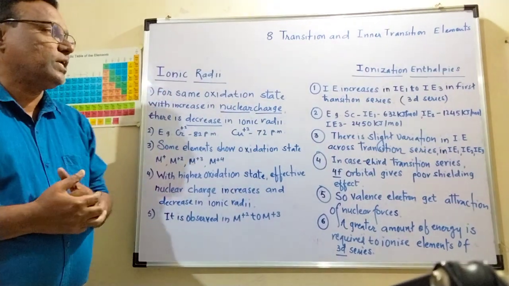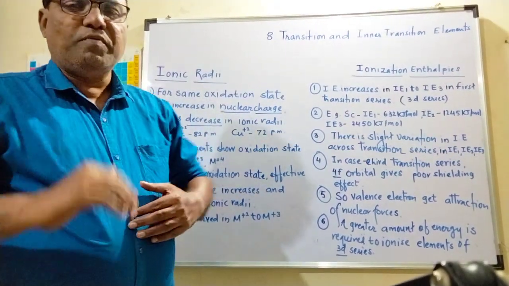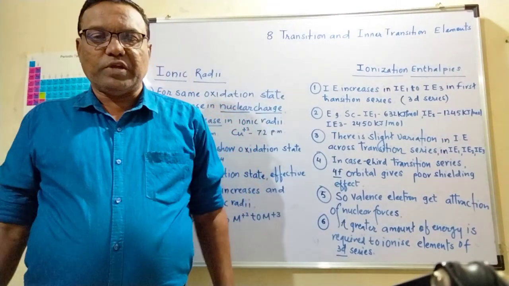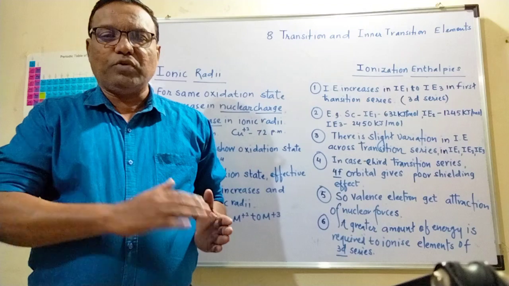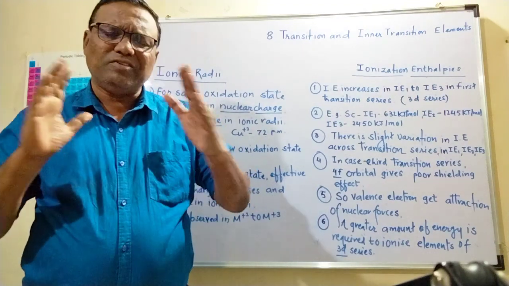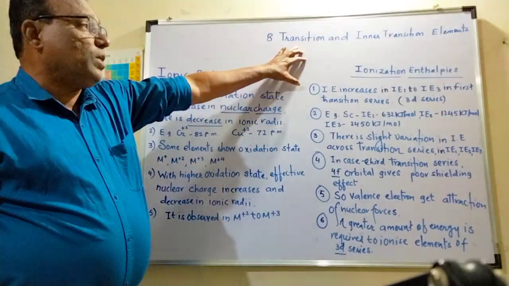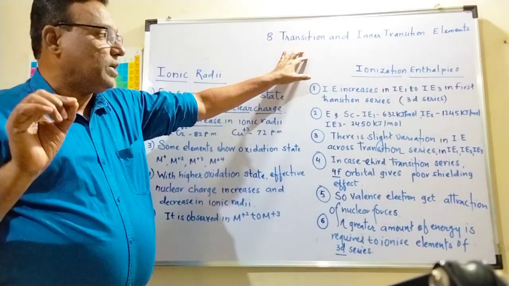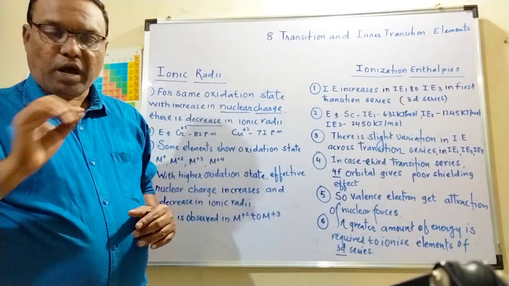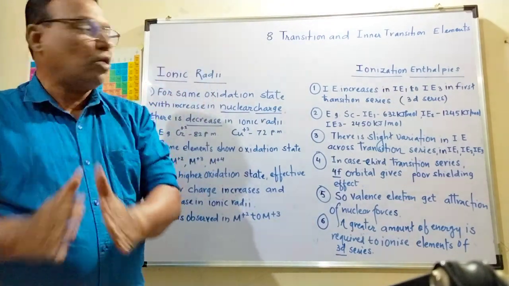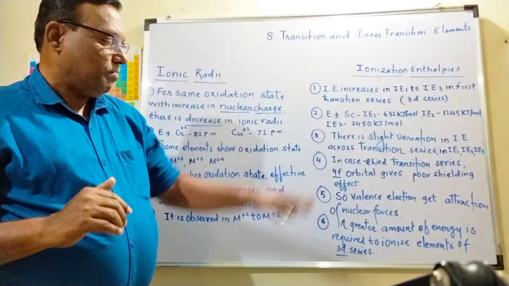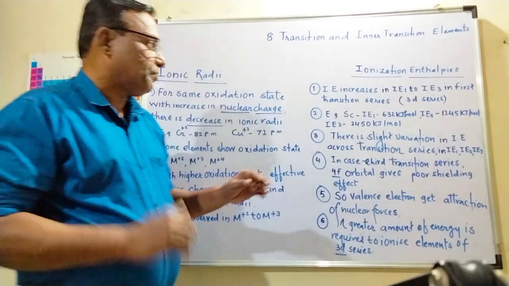Point number second, ionization enthalpy. Before that, in the previous video we have seen that the energy required to remove an electron from the outermost orbit of an atom is known as ionization energy. This is the definition we have seen. But today we have to see the ionization enthalpy regarding the transition elements. How are we going to prepare our short note on ionization enthalpy? So let us start. Some 5-6 points are there.